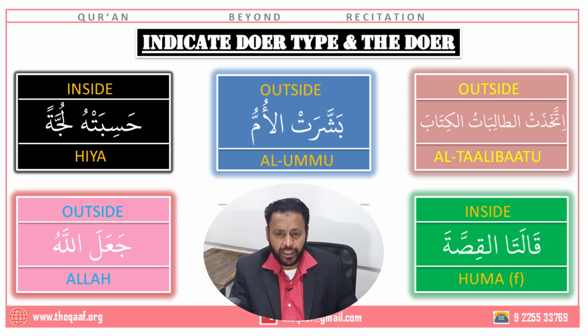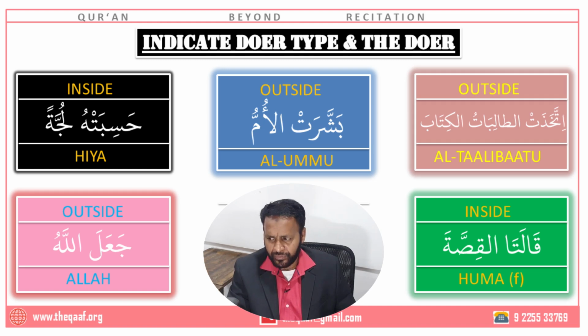What about this? Qalata al-kissata. Inside. There is no hiya huwa form. Inside. Who is the doer? Two of them. Huma. No nahnu. Huma. Nasarat. Nasarata. Huma female. Both the girls. Both the women.